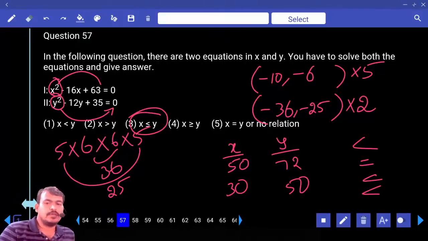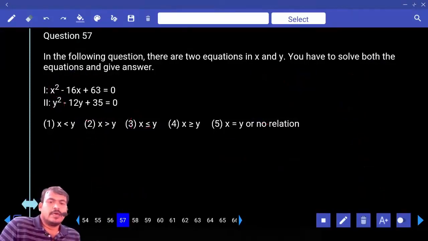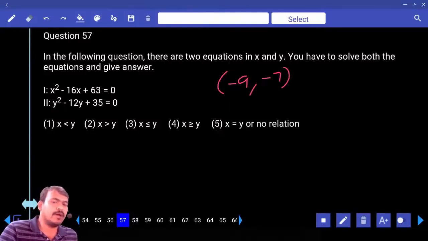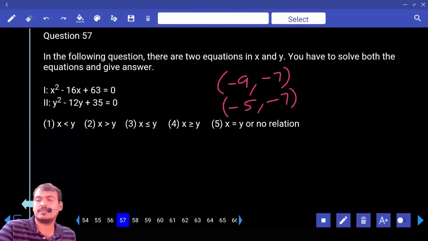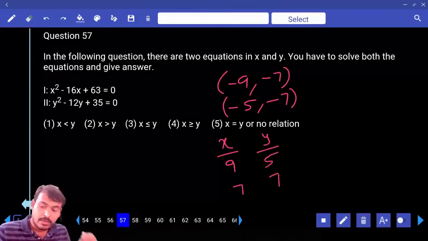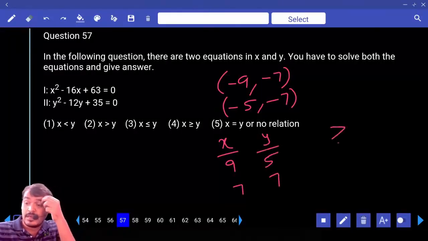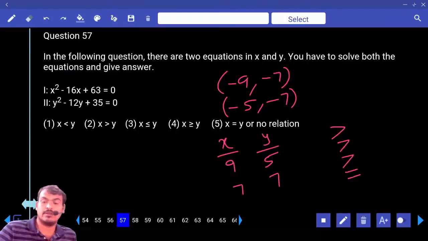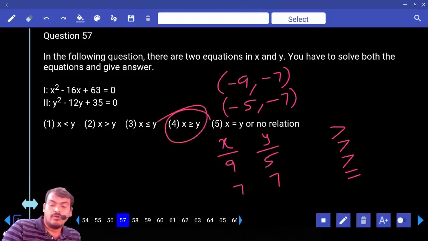Next, question number 57. X square minus 16x plus 63 equal to 0. One will be minus 9, another one is minus 7, or not. Second one: product value 35, sum value minus 12. One will be minus 5, another one is minus 7. What are the x final roots? 9 and 7. Y final roots are 5 and 7. 9 compared to 5, 7 is greater. 7 compared to 5 is greater, and 7 compared to 7 is equal. X greater than or equal to y.